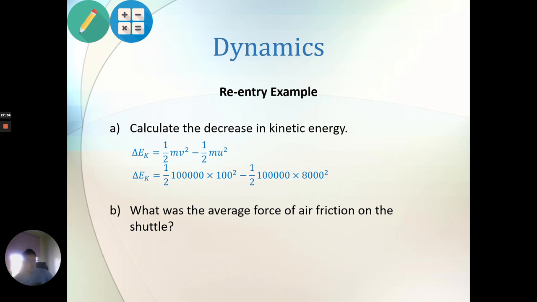So delta EK equals a half of 100,000 times 100 squared minus a half of 100,000 times 8,000 squared. So we find out that the change in kinetic energy is minus 3.2 times 10 to the 12 joules. So an enormous drop in kinetic energy. And then we've got to find what the average force of air friction on the shuttle was. Well, we're going to need to use E equals FD.